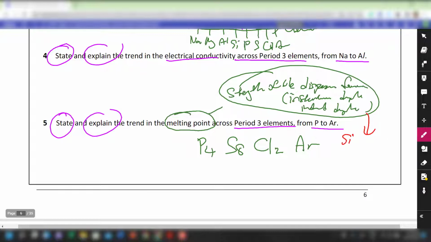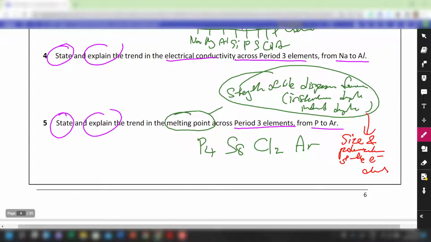Okay, so it's related to the size and polarizability of the electron clouds. So the larger the size is, the more polarizable it is, the stronger will be the dispersion force between the molecules. Yeah, so if you simply look at the molecular formula, I would expect S8 to have the largest molecular size, and this is followed by P4 and then Cl2 and then argon.